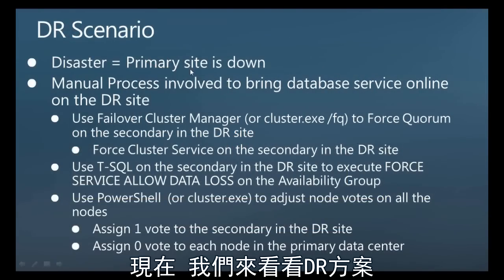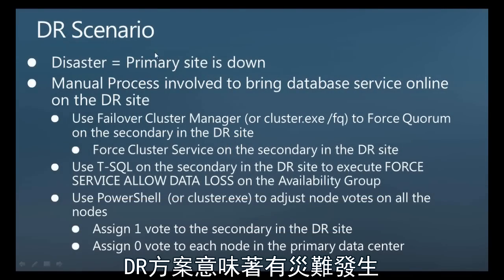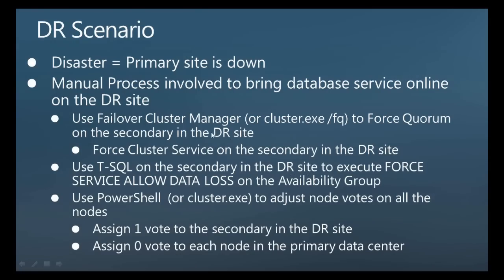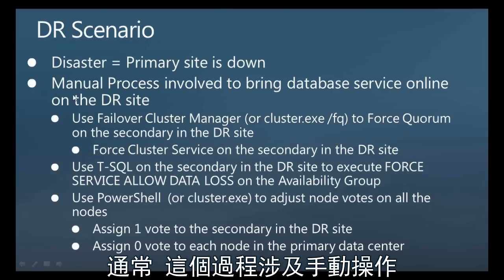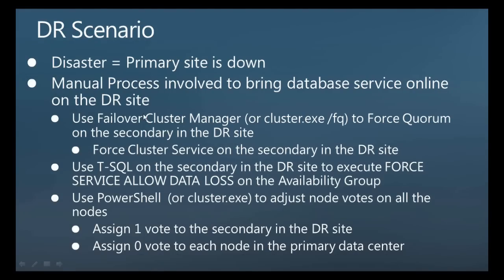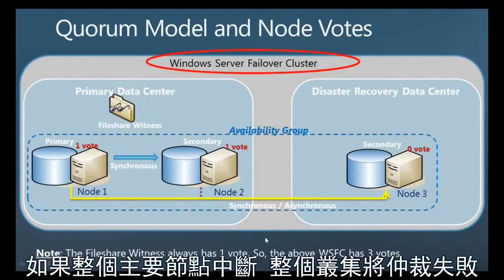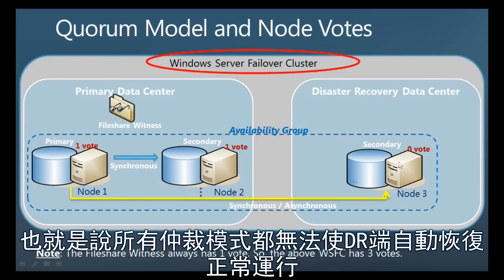So now let's talk about the DR scenario. A DR scenario means there's a disaster happening. The primary side is down, and you need to fail over everything to your DR side. Generally, it involves a manual process. If you go back to the previous slide, you can see if the whole primary side is down, the whole cluster will lose the quorum, which means there's no quorum to have the DR side come up automatically.